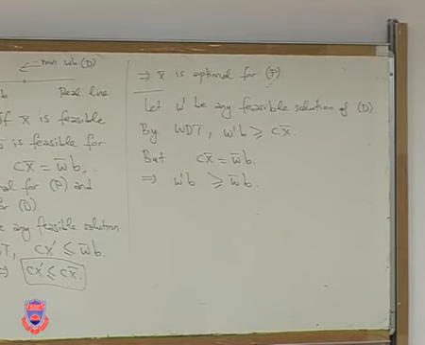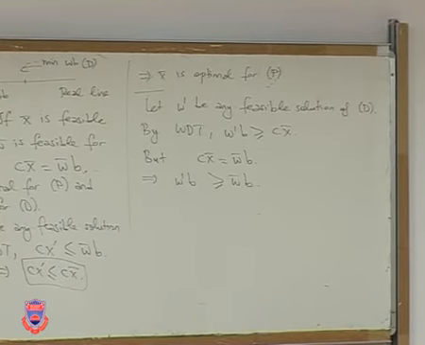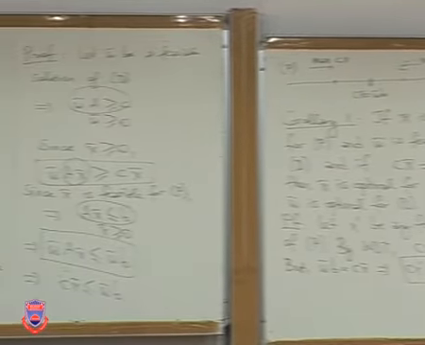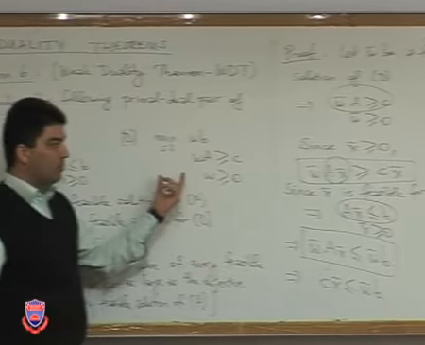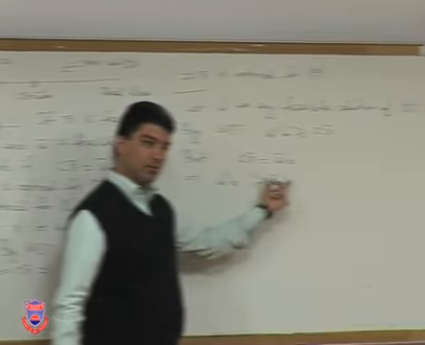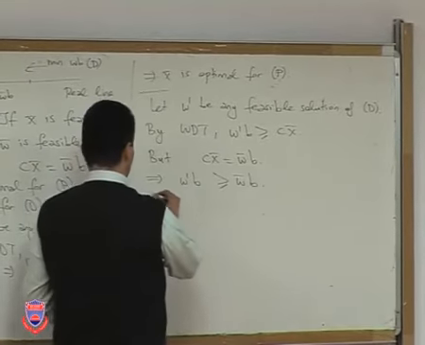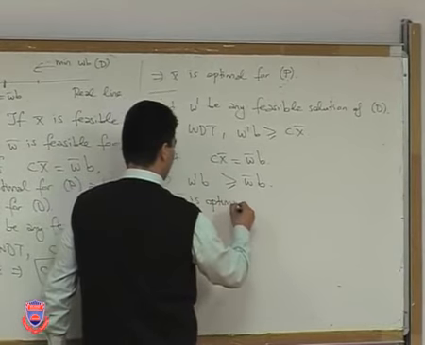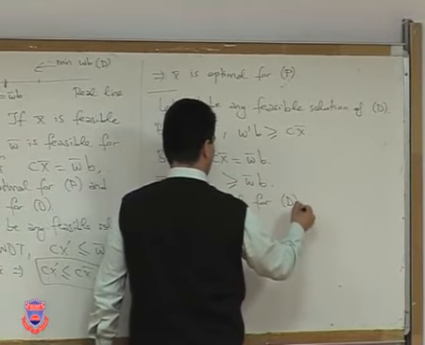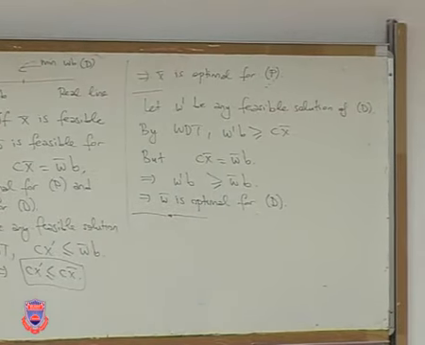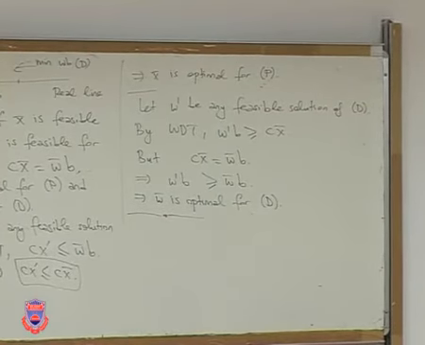So the objective function value of any arbitrary feasible solution is at least as large as the objective function value of W bar for the dual problem. Okay? And the dual problem is a minimization problem, so the best I can do is exactly this value right here, so this should be the best solution. Okay? So this implies that W bar is optimal for D.